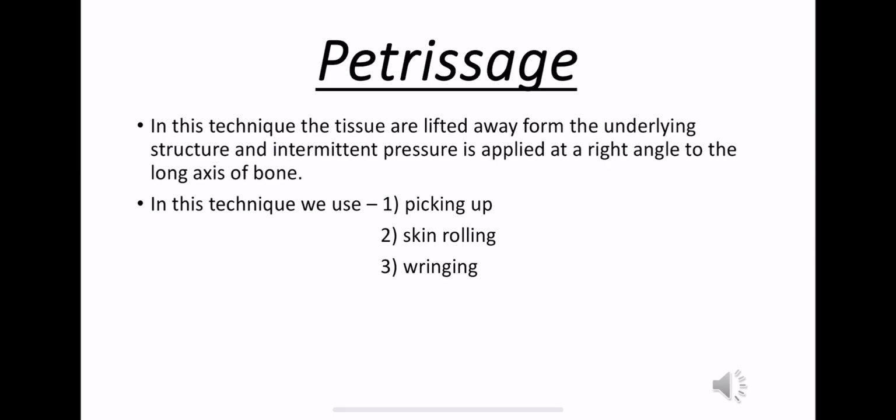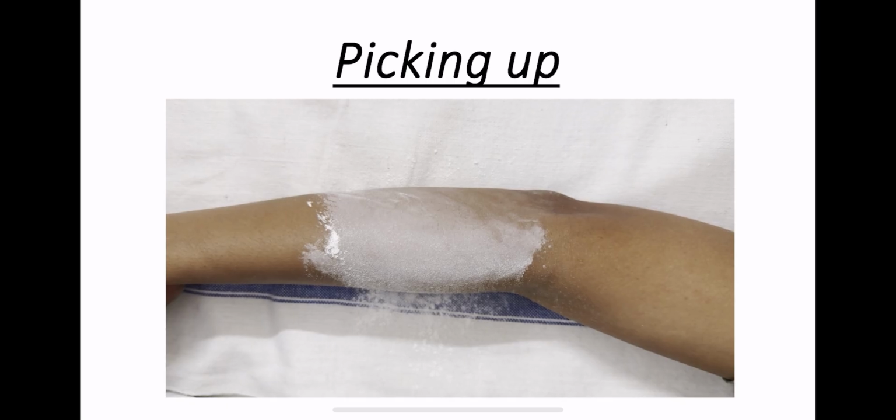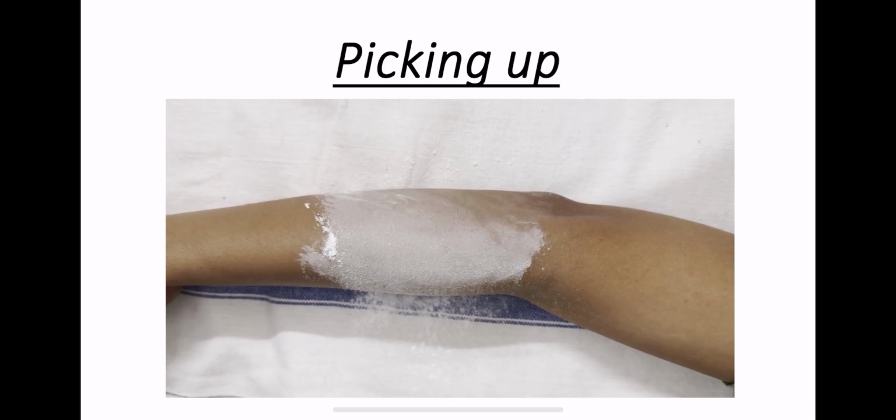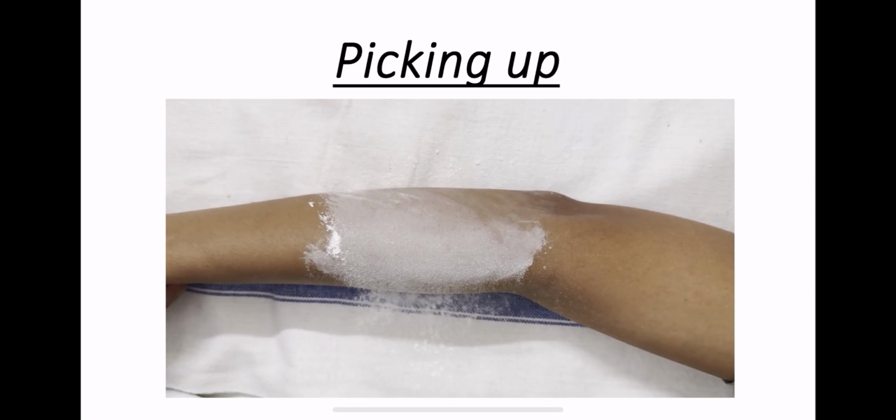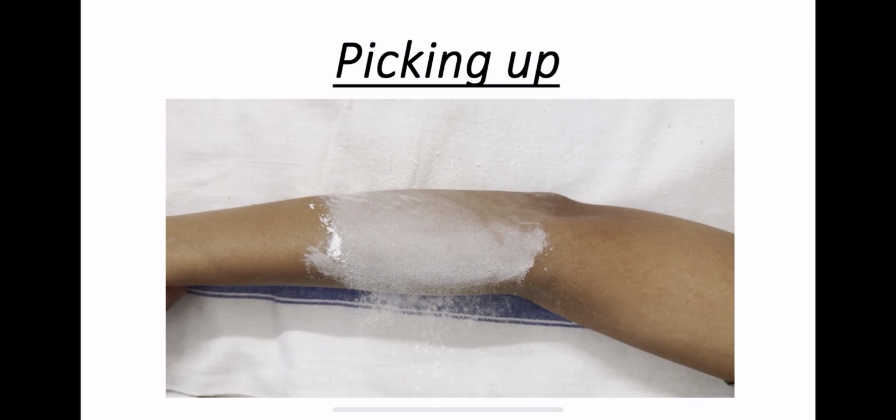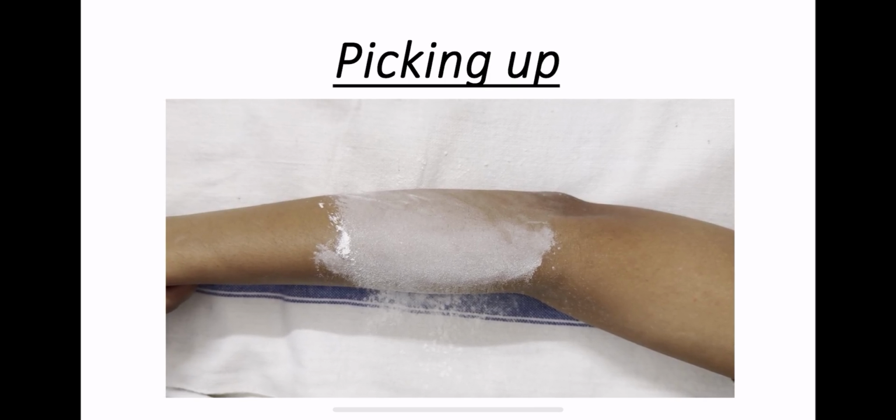Petrissage. In this technique, the tissues are lifted away from the underlying structure and intermediate pressure is applied at right angles to the long axis of the bone. In this technique, we use picking up, skin rolling, and wringing. This technique involves lifting the tissue up at right angles to the underlying bone, squeezing and releasing it. It is most commonly performed with one hand only.